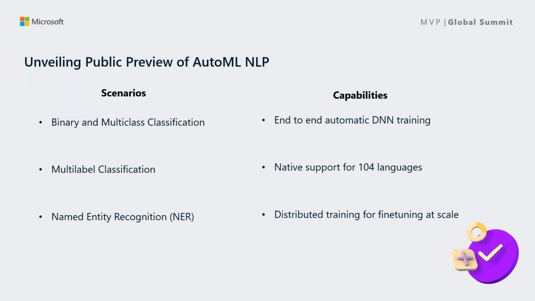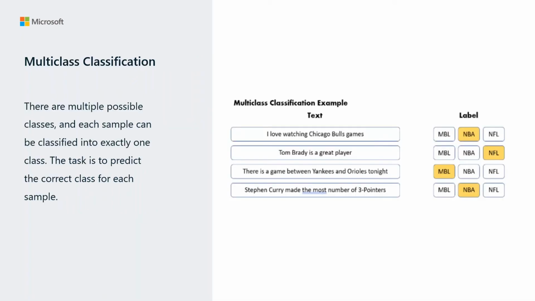We have end-to-end automatic DNN training, and we have multilingual support with 104 languages. You can just give us the language of your dataset, and we will choose the best base model for you. Sometimes NLP models take longer to train, so to accelerate the training process, we also support distributed training for fine-tuning at scale. I'm going to introduce how we enable distributed training and the background technology behind it in the later slides.